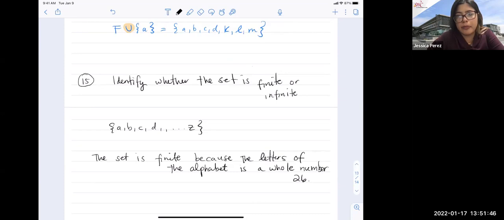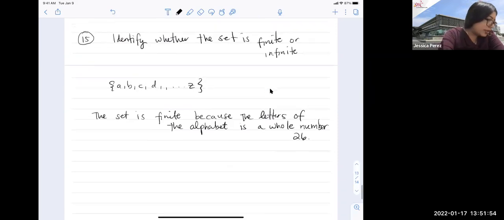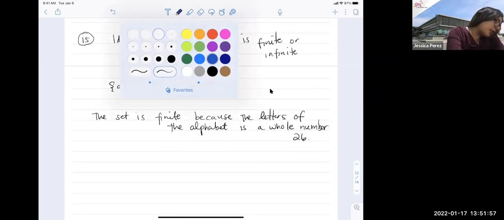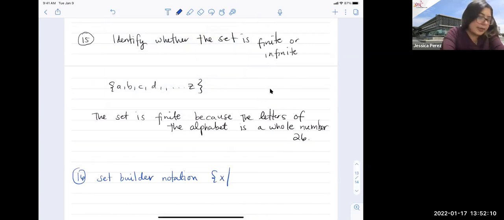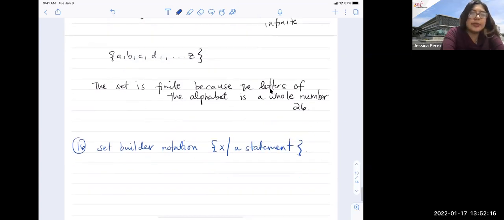Okay. So then the next is we want to denote the following set using set builder notation. So set builder notation looks like this. It's the set such that a statement. We have a statement here. That is a set builder.